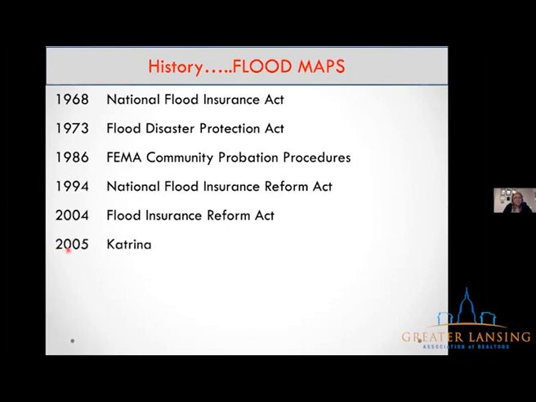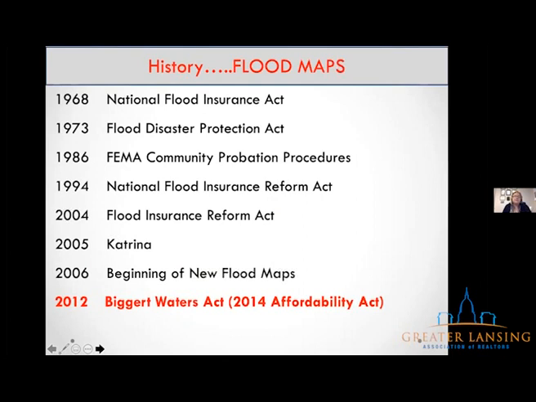2005, Katrina hit. Most people think Katrina's the reason we have these new maps, but that's not why. This all started way back in 94 with the new maps, okay? And then in 2006, of course, we got our very first new map here in Michigan. All right. And then there were these two federal laws that came into play, one in 2012, one in 2014.